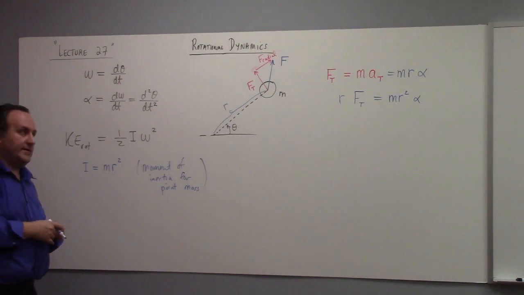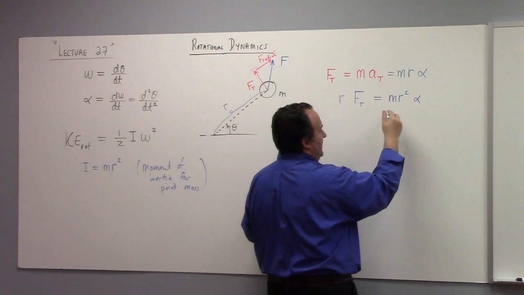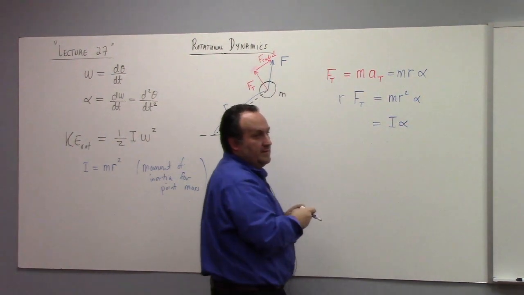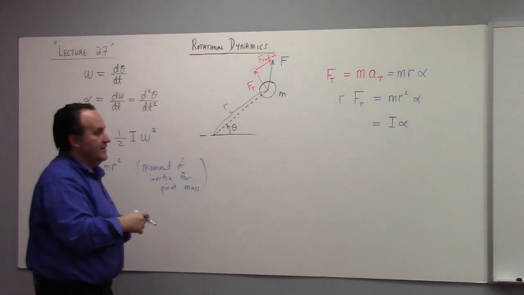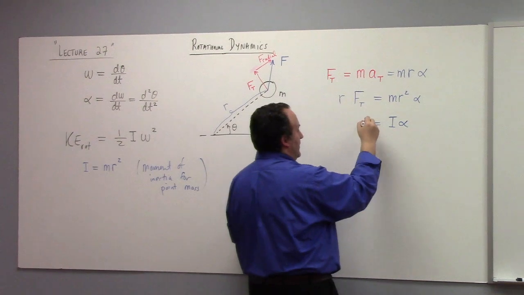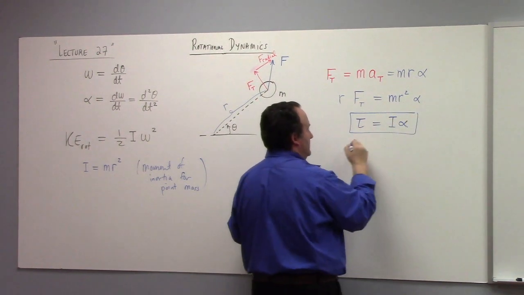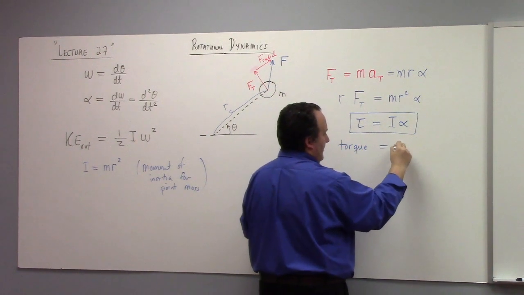Okay, and so on the right hand side rather, now what do we have? We have I alpha, where I is the moment of inertia. And on the left-hand side, we have something new, all right? On the left-hand side, we have what's called the torque. We use a tau for torque. So torque is equal to I alpha.